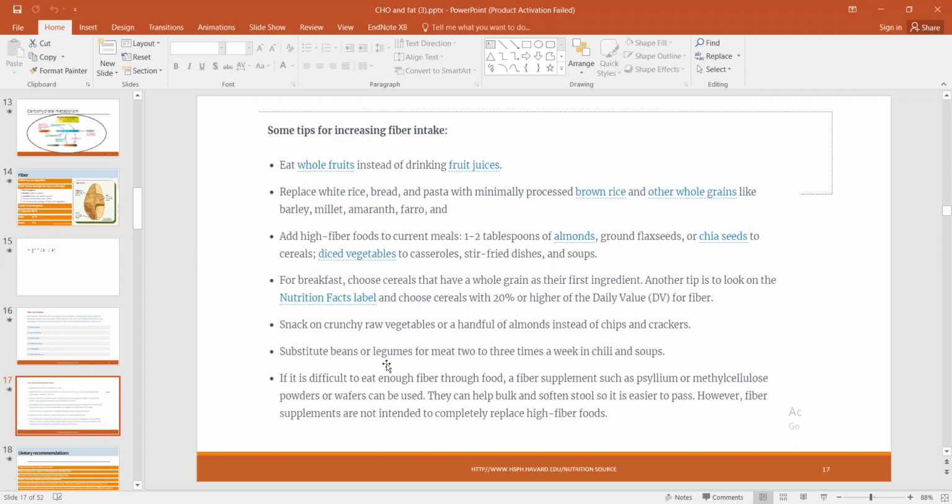It is difficult to eat enough fiber through food. A fiber supplement such as psyllium or methylcellulose powder in water can be used. They can help bulk and soften stools, so they are easier to pass. However, fiber supplements are not intended to completely replace high fiber food.